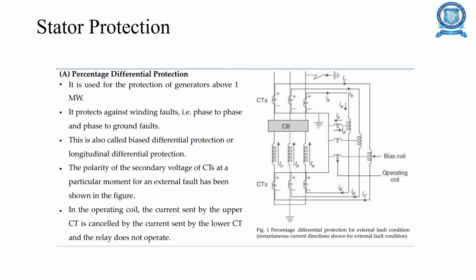First is stator protection. The percentage differential protection is used for protection of generators above 1 megawatt. It protects against winding faults. This is also called bias differential protection. The polarity of the secondary voltage of the current transformer at a particular moment for an external fault has been shown in the figure. Here you can see in the diagram the current transformers, bias coil, and operating coil of the percentage differential protection for external fault condition.